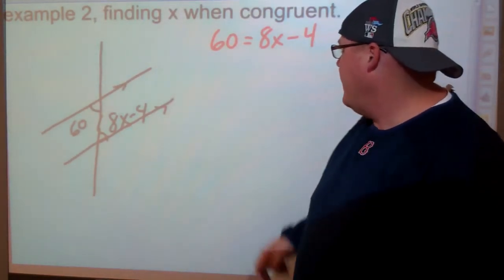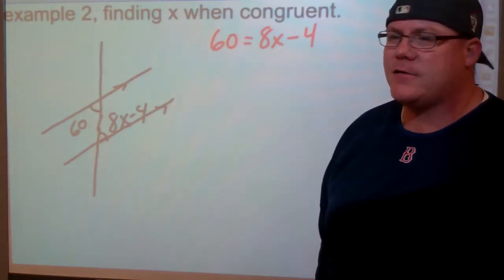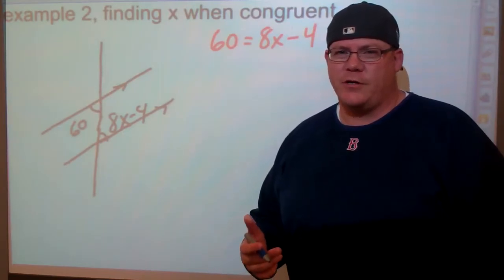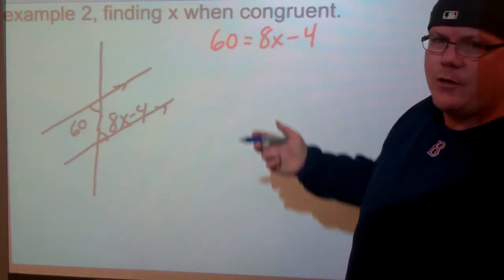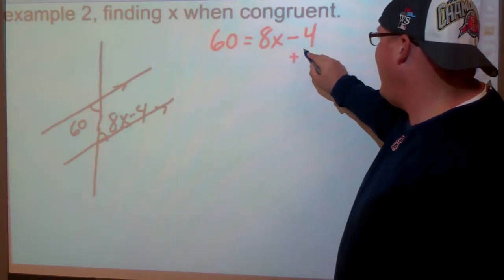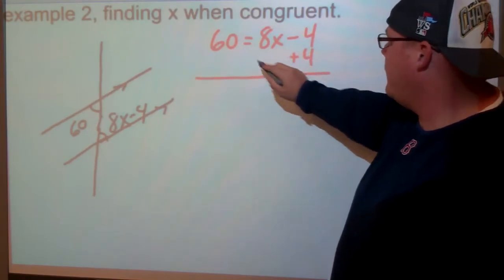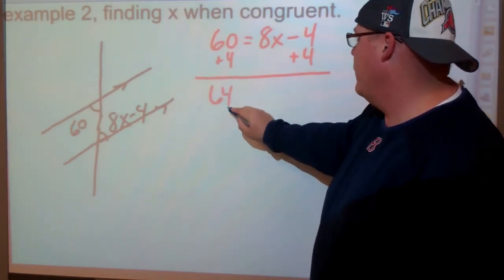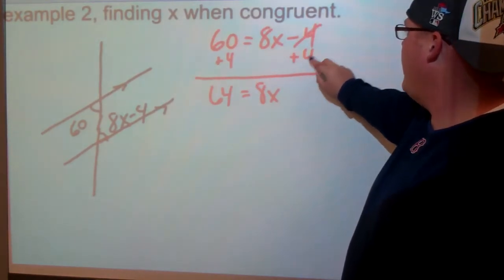Now again, I'm going to use my inverse operations. I need to find the value of x. So I'm going to do the addition and subtraction first, then the multiplication and division. I'm going to do the exact opposite of what I see. I see subtraction, so I'm going to add. Minus 4, I'm going to add the exact same value. Again, you see I lined it up directly under. So 60 plus 4 is 64. Equals 8x minus 4, positive 4.